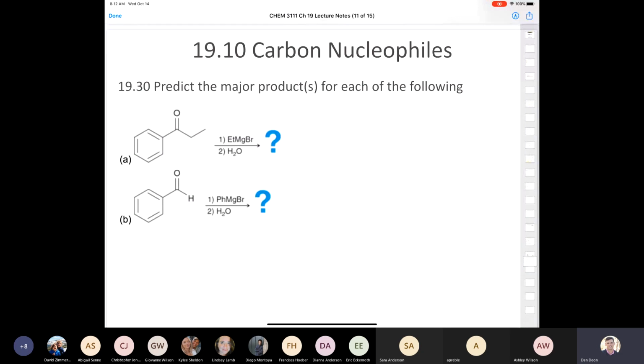Okay, let's take a step back and look at these two problems here. These are some golden oldies that come all the way from the chapter on alcohols. That was chapter 12. So chapter 12 deals with alcohols. And who can tell me who these reactions are named after? We have two reactions here. We're treating with ethyl magnesium bromide and phenyl magnesium bromide. Can anybody tell me the name of these reactions? It's named after a person. A good Jeopardy question.